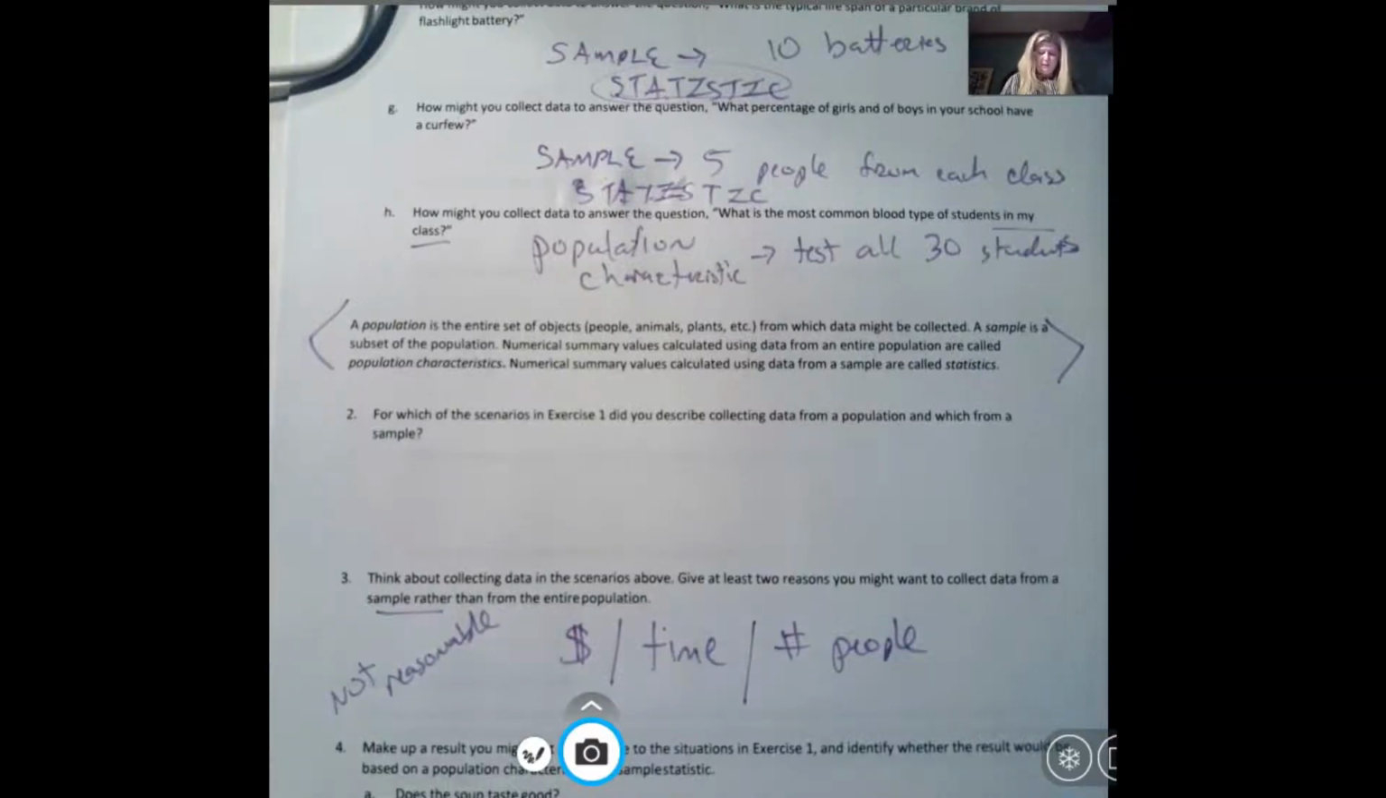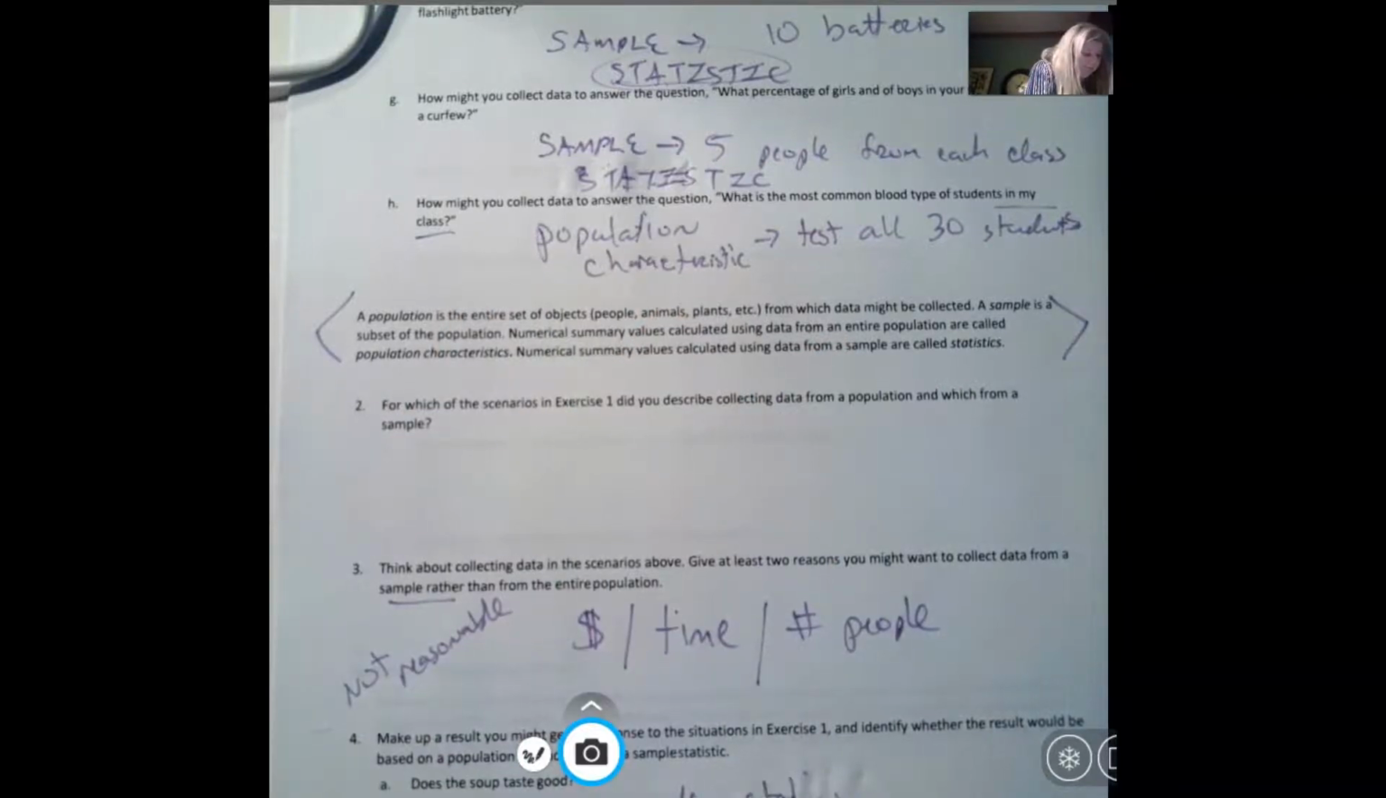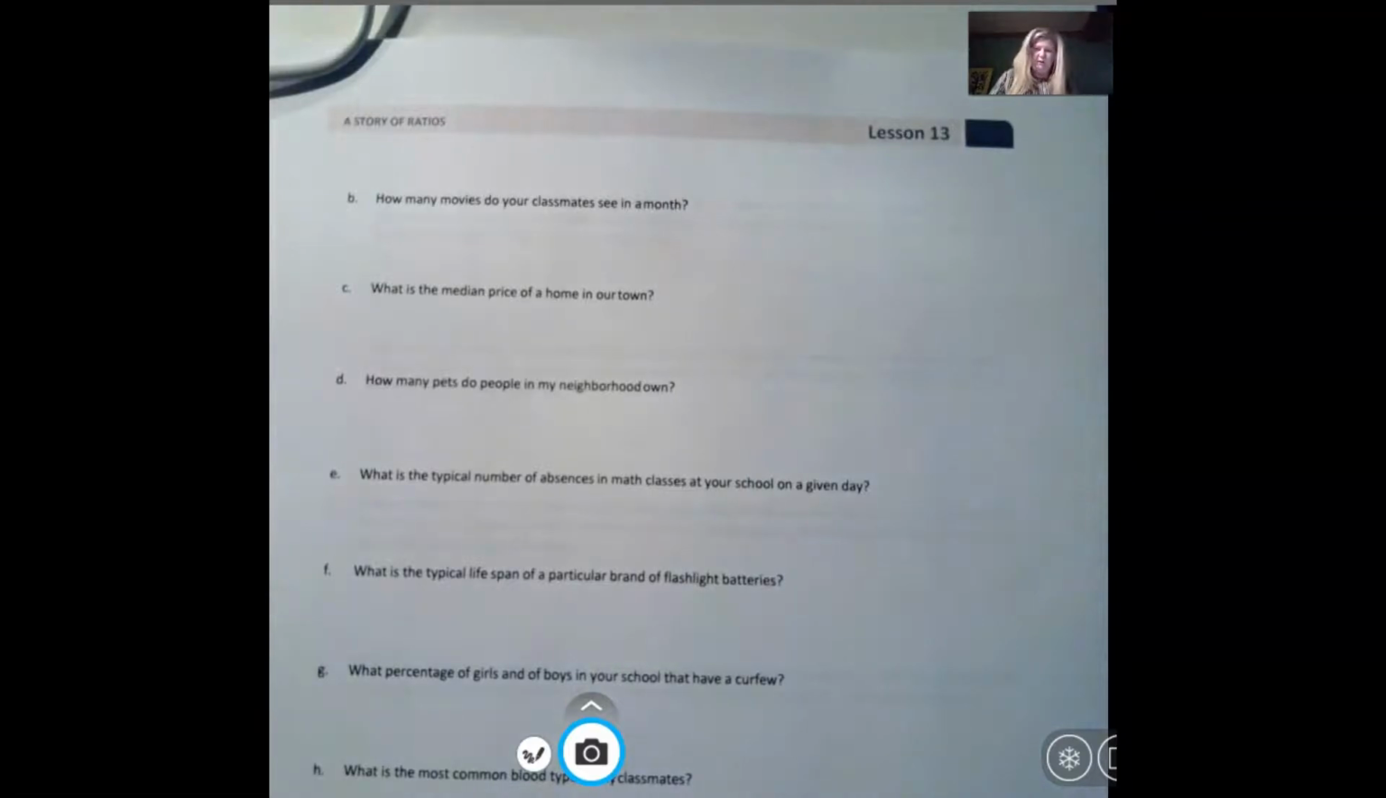So now we're supposed to make up some results that we might get in response to exercise 1 and identify if the results would be based on a population characteristic or a sample statistic. So let's see, did the soup taste good? We're going to say yes, it was good, and that was based on a sample statistic of the spoonful that I tried. Okay, now moving on to the next one.